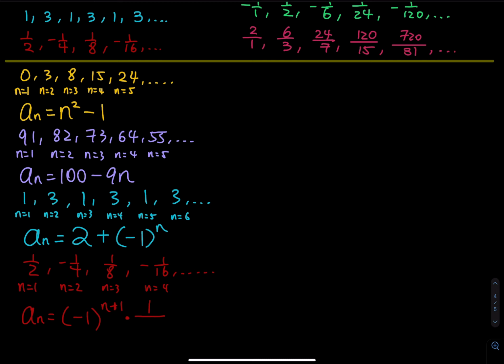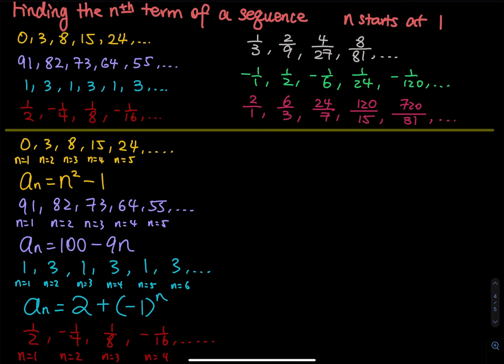I mean 2 raised to the nth power. 2 to the first power is 2. 2 to the second power is 4. 2 to the third power is 8. So on and so forth. All right. Moving on to the next problem.